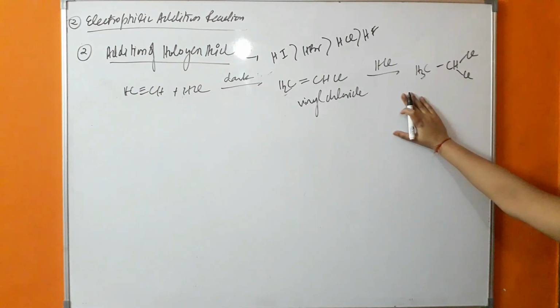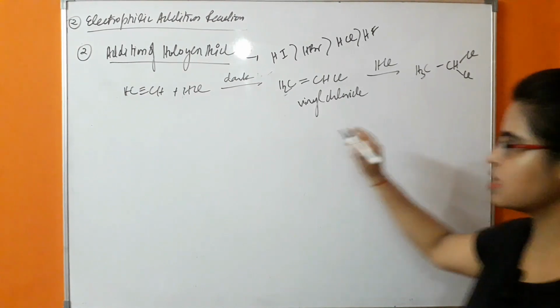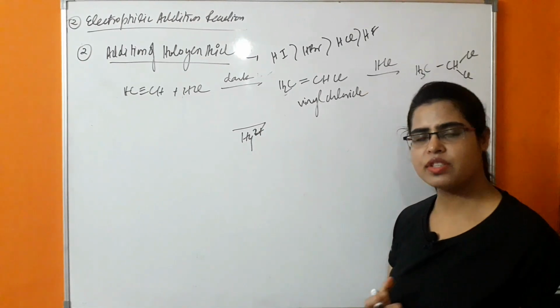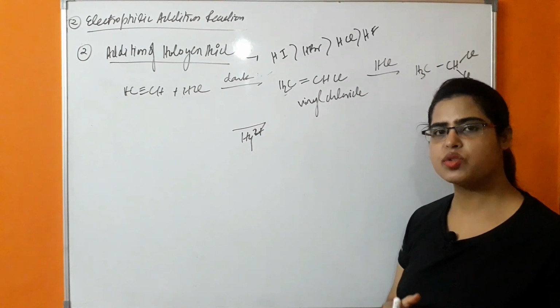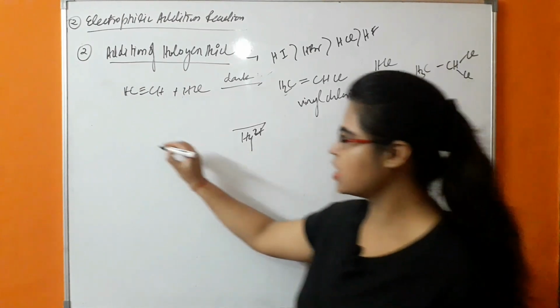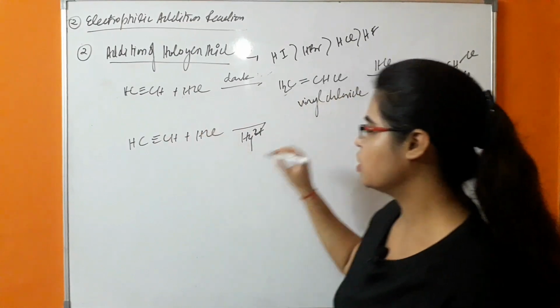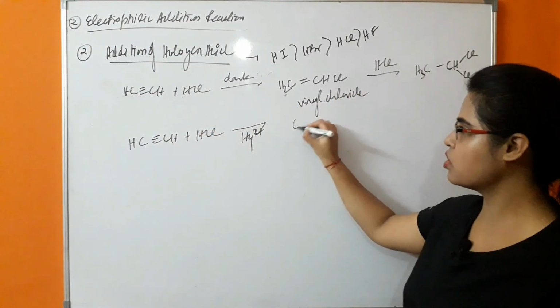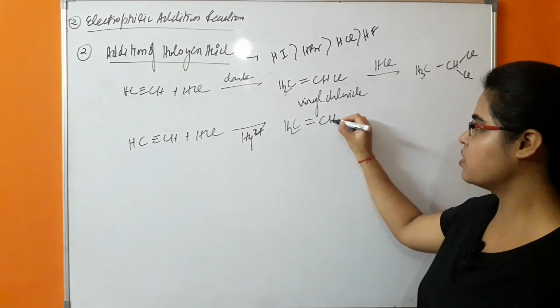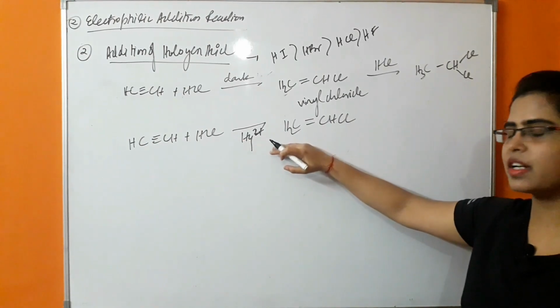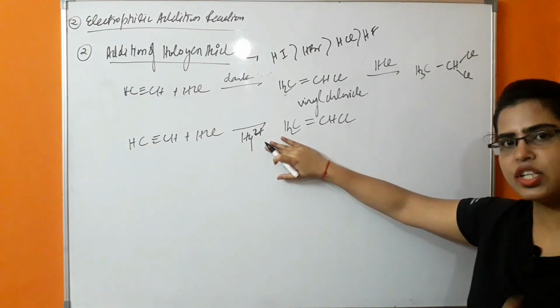When this reaction is occurring in the presence of some catalyst, for example Hg2+, if this reaction is occurring in the presence of Hg2+ catalyst, then this reaction will stop at the vinyl stage. So what will be happening? There will be formation of CH2 double bond CHCl. So this reaction will stop when the catalyst used is Hg2+.